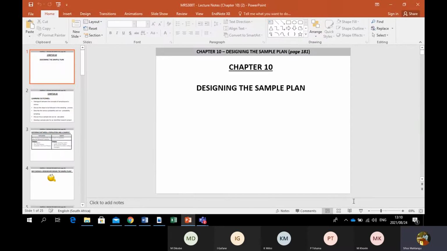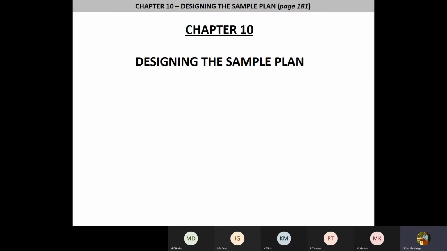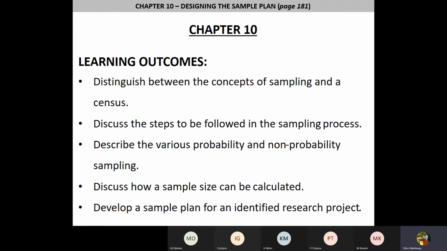Okay, if you look into the content of the PowerPoint slides, starting on the page designing the sampling plan, they start by indicating the learning outcomes. These learning outcomes are also shown in the study guide. In this chapter, we will differentiate between the concepts of sampling and a census, the difference there.